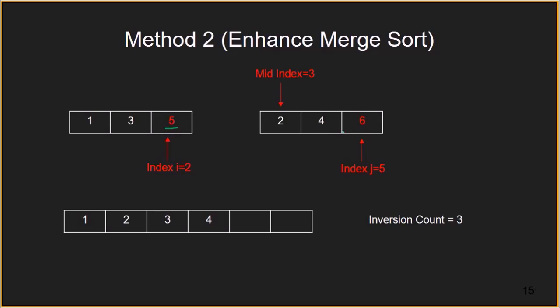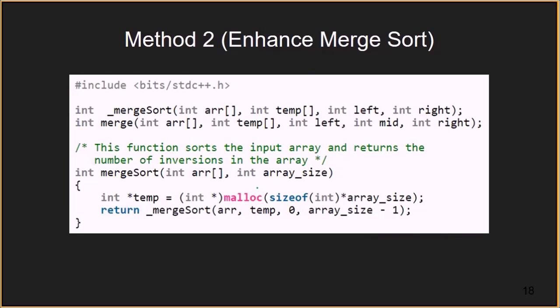Now we compare 5 with 6. As 5 is smaller than 6, we move the value 5 to the sorted array. Now as all the elements of the left subarray are already processed, we'll just move the remaining elements of the right subarray to the sorted array. After all the elements are processed and moved to the sorted merged array, we have the inversion count of the merge step as 3. Now let's understand the algorithm better with the help of its implementation.